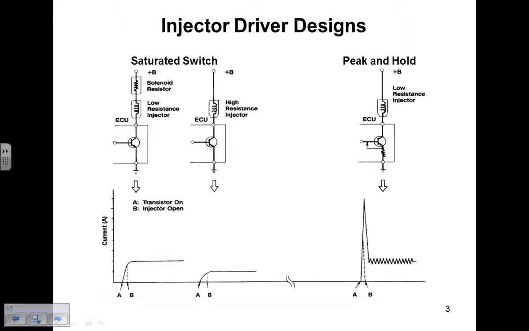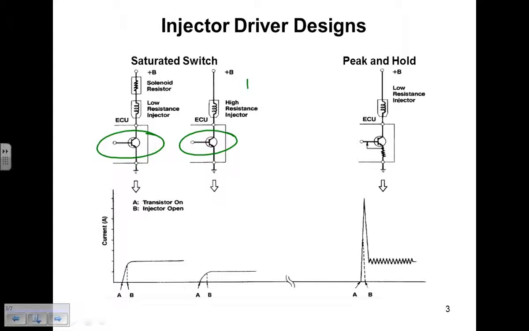Starting with just a generic picture of these driver designs, saturated switch and peak and hold. It's really about total circuit resistance here and how we're controlling the current flow through the injector that's where these terms come from. When we use the term saturated switch, there's really no limit in the driver in the computer, as you can see in these two pictures. These are both saturated switch, just on-off type drivers. We're not limiting the current flow with the driver. We'll turn the driver on, we'll let the current travel through the winding of the injector, and it's the resistance of the winding of the injector itself that's going to limit the current flow.